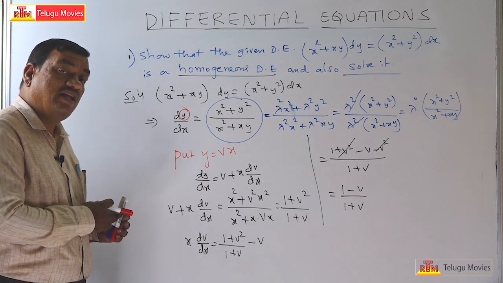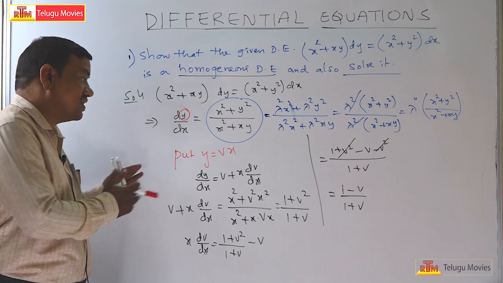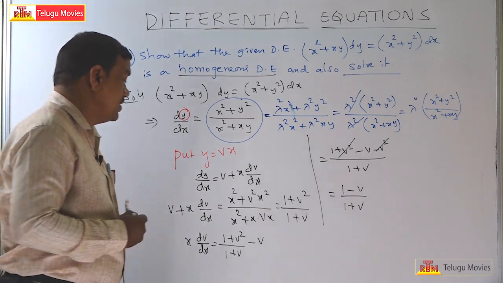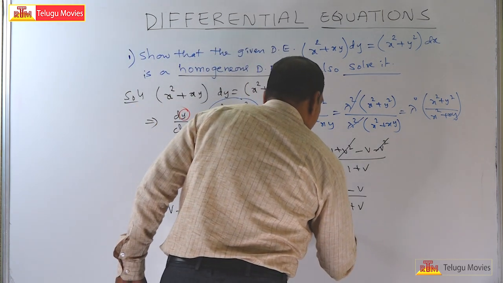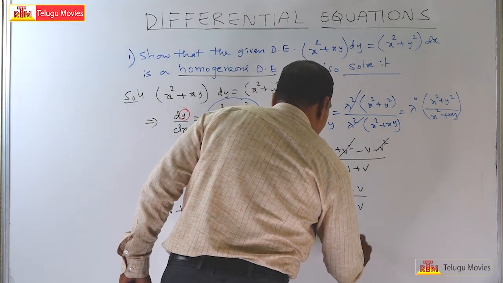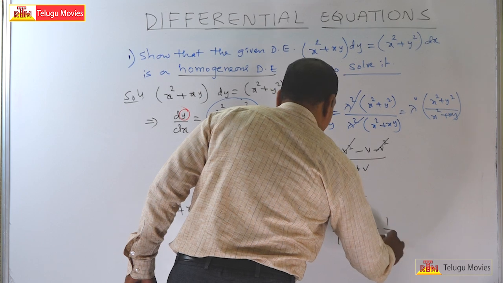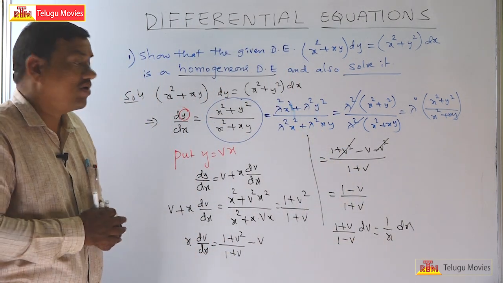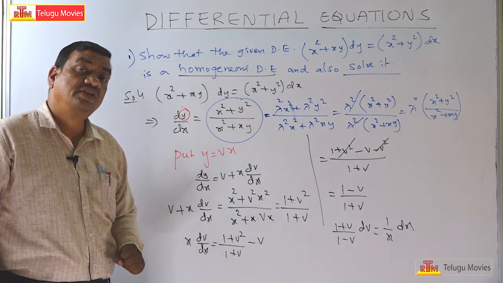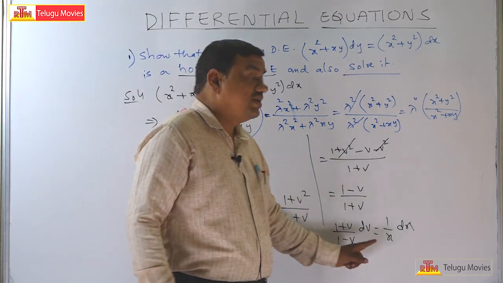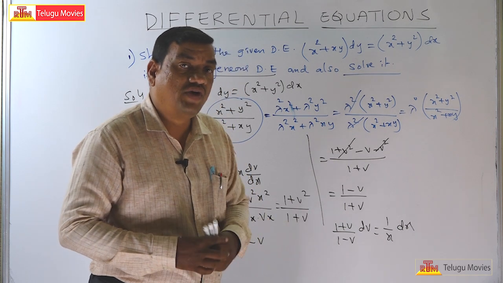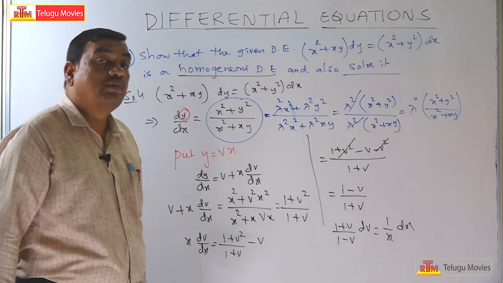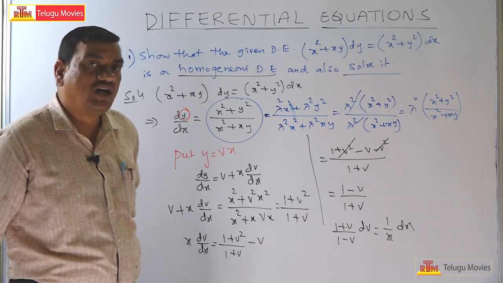Now take the variable separable method: all v terms on one side, all x terms on the other side. So this will become (1 + v)/(1 − v) dv = (1/x) dx. Surely after the substitution y = vx, it will be of the variable separable form. To solve, take integration on both sides.